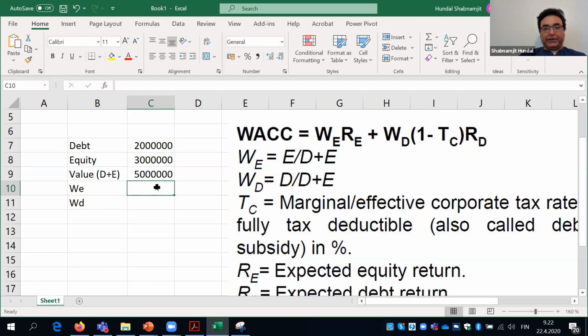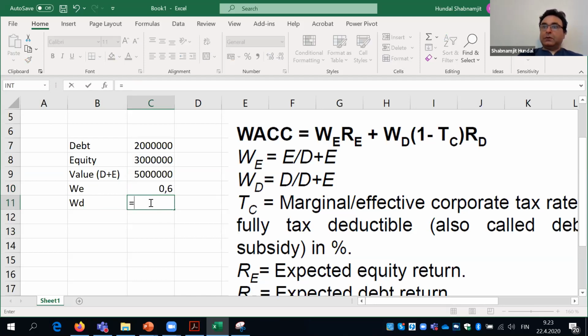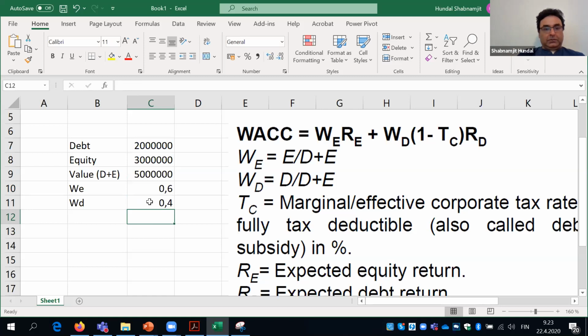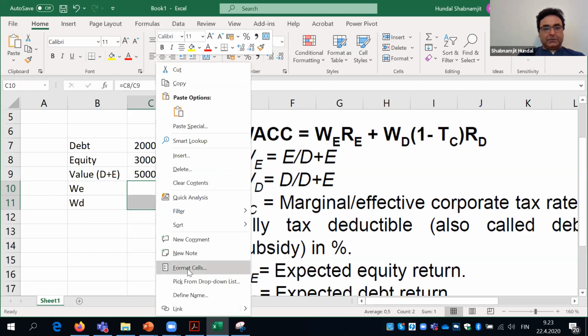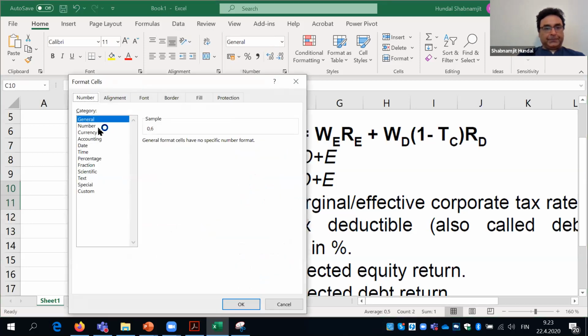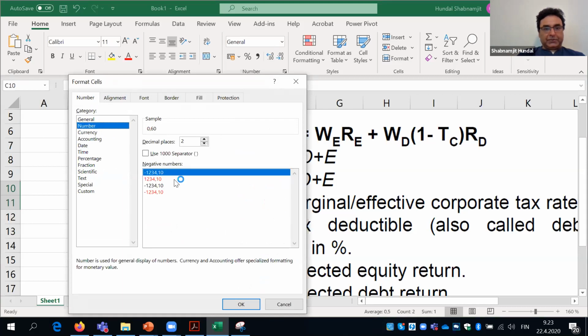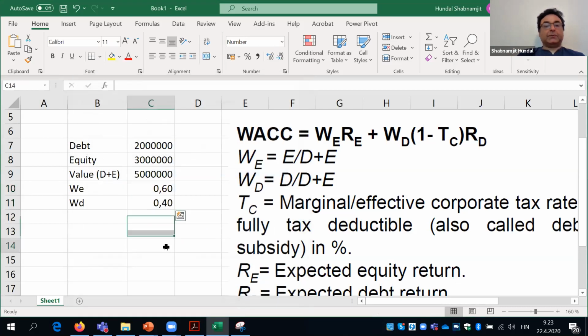If you want to find the weight of equity, you divide the equity by the total value, which comes to 60%. And if you divide the debt by the total value, the weight of debt is 40%. I can actually make them 2 decimal places.